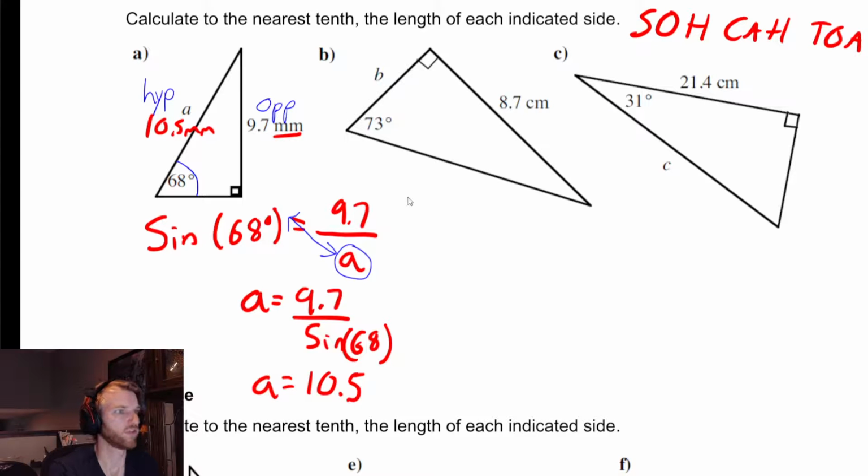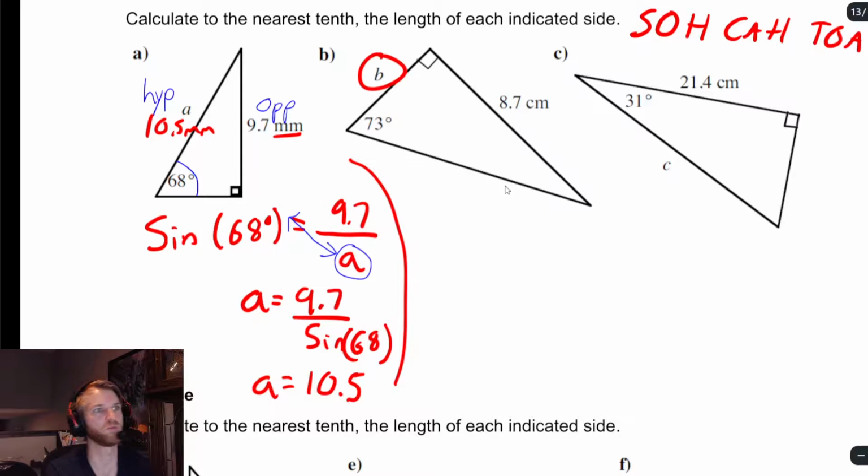So then we get to our next problem. Okay. This one here, we're looking for side B, and we're given this angle 73 here, and we know this side here. So this is our opposite side. This is the hypotenuse across from the 90, but we don't care about that one for this one. And this one is our adjacent side.